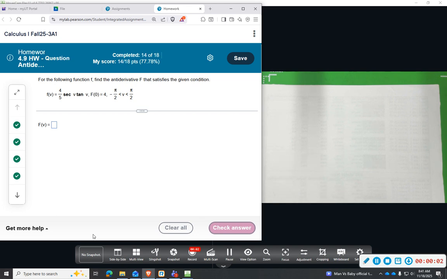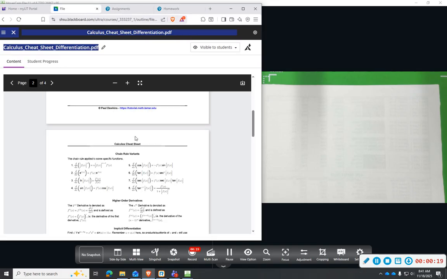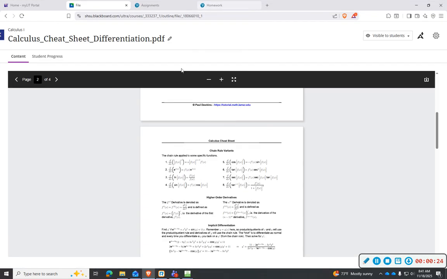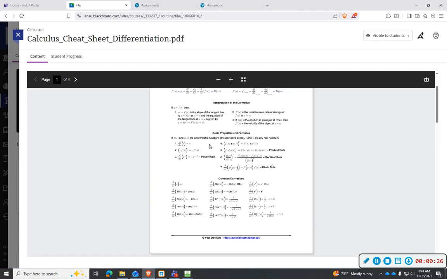All right, number 15, we're going to find the antiderivative that satisfies the given condition. So one thing I recommend whenever you see the sine or the trig functions, I'm going to use the derivatives, and there's a couple different derivatives that I want you to see.